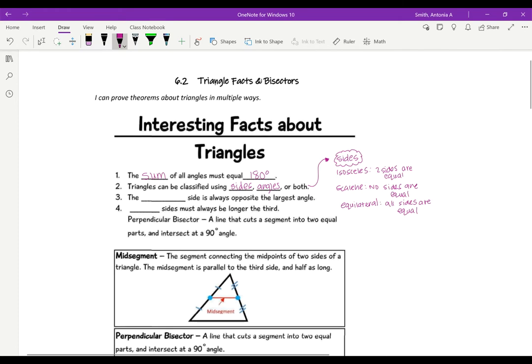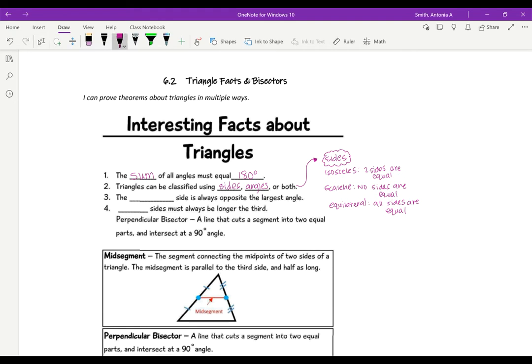Okay, or you can use angles. So if I wanted to use angles to name my triangle, this is something that you are probably going to be familiar with. We have already talked about these names before. You can have an acute triangle, which means that all angles are acute angles or less than 90 degrees. You can have an obtuse triangle where one angle is obtuse.